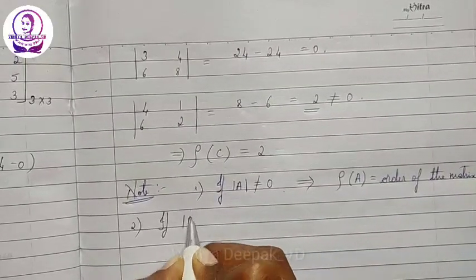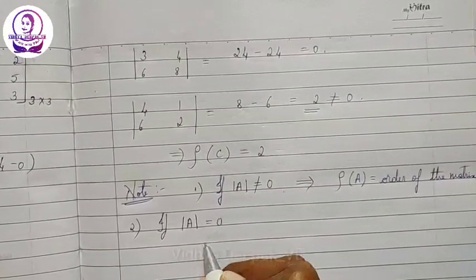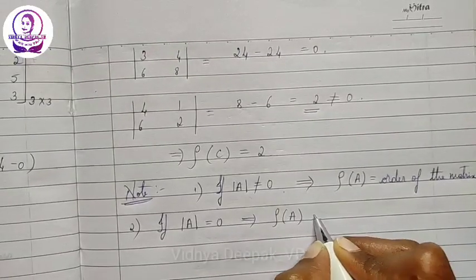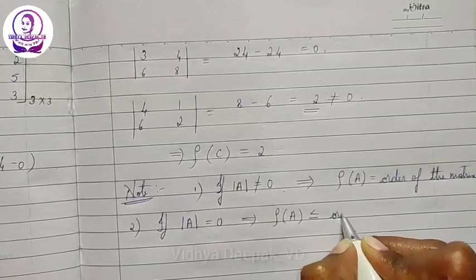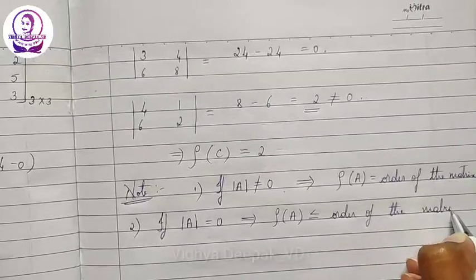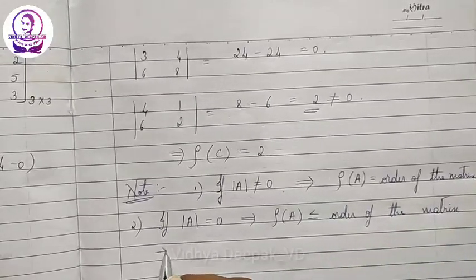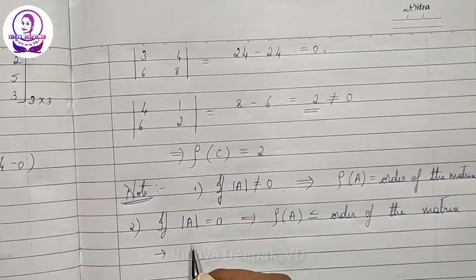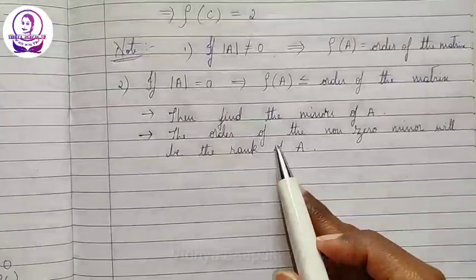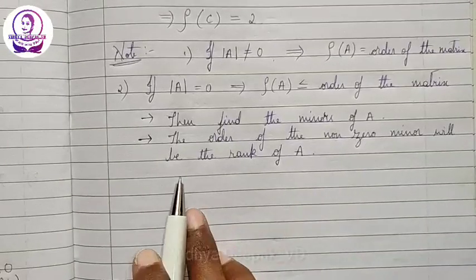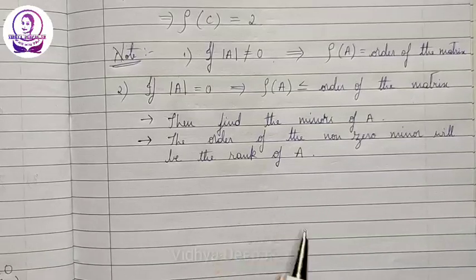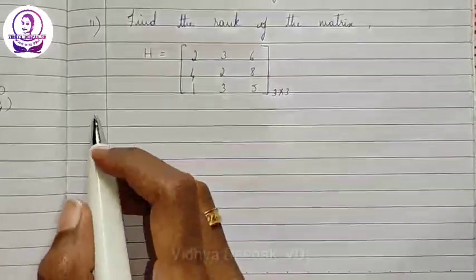Okay, so next we have one more point. If the determinant of A is equal to 0, that implies rank of that given matrix will be less than or equal to the order of the given matrix, right? So after this, next step is to take the determinant of, then we'll find the minor of A. Then what we'll do, the order of the non-zero minor will be the rank of the given matrix. Let's check out one more problem.